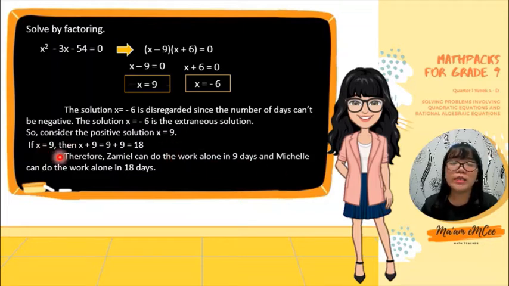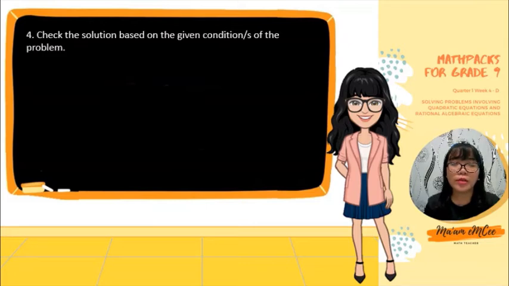So if x is equal to 9, then x plus 9 is equal to 9 plus 9. Remember, we have represented x to be the number of days it will take Zamil to finish the job working alone. And then x plus 9 is the number of days it will take Michelle to finish the job working alone. So therefore, Zamil can do the work alone in 9 days. And Michelle can do the work alone in 18 days. We then check the solution based on the given condition or conditions of the problem.